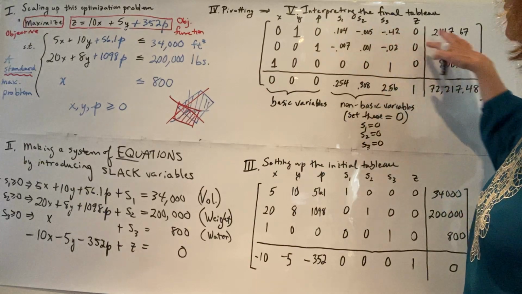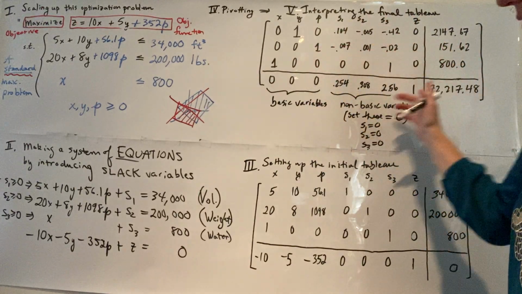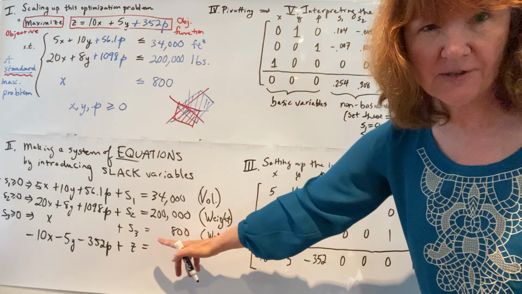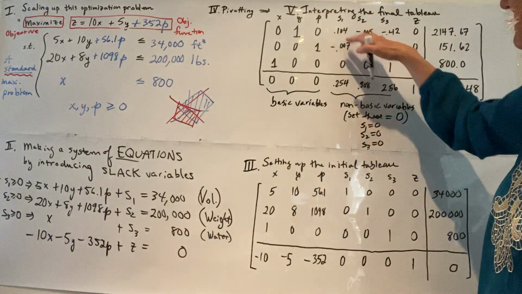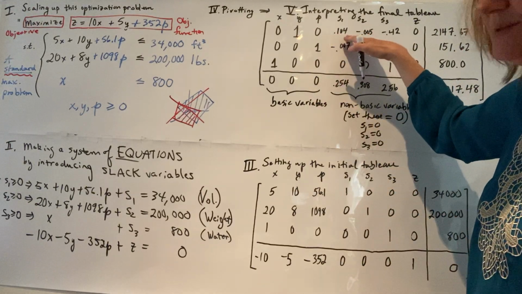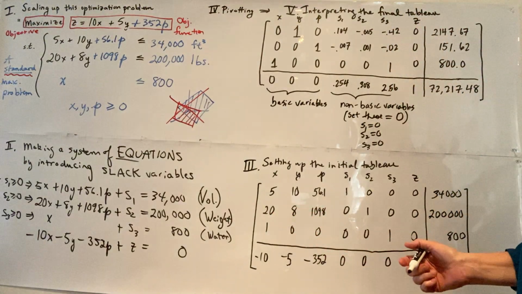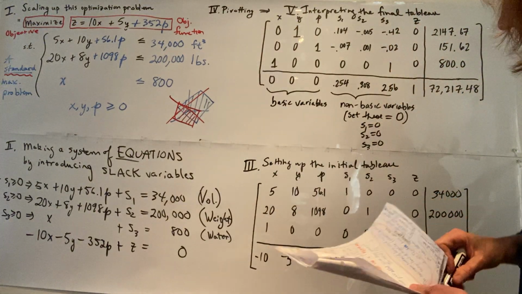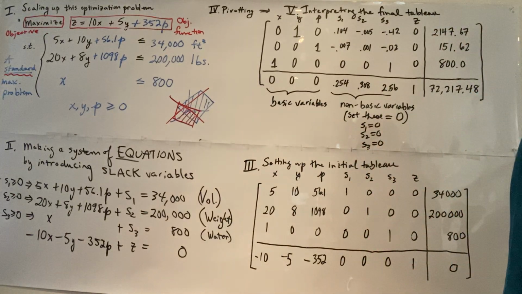Then when we interpret this tableau back as a system of equations, we don't have to worry about these coefficients, because if you set S1 equal to 0, then the coefficient 0.104 times 0 is just going to be 0, right? So I'm going to get rid of my initial tableau so I have some space here to do this interpreting.